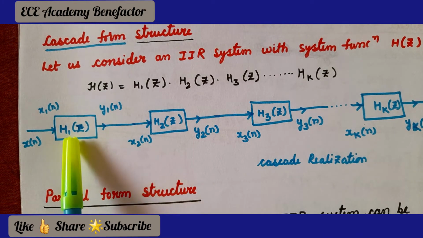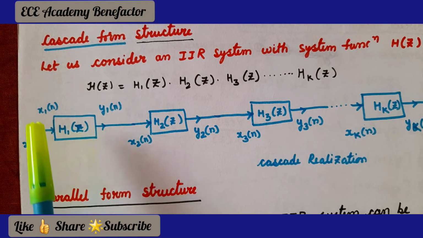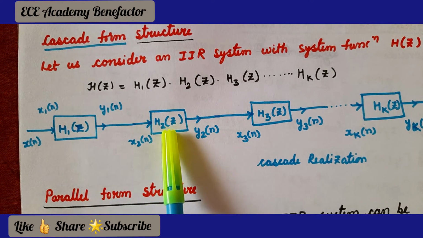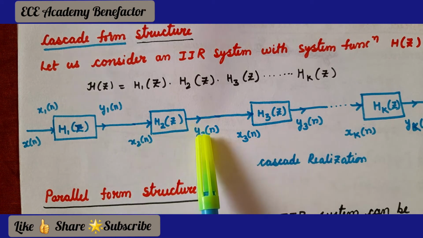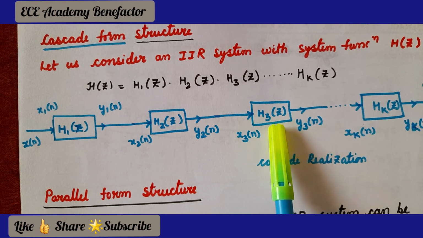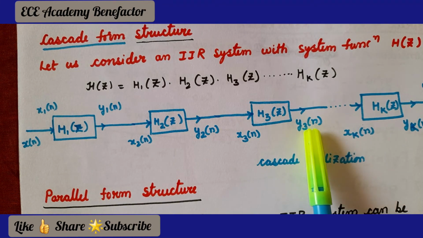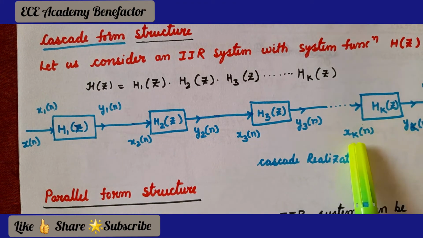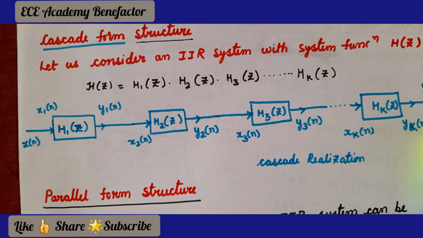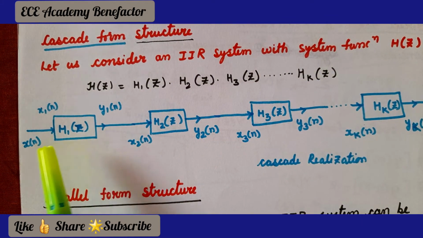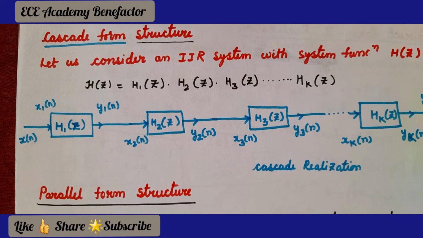The input of H1(z) is x1(n), output y1(n). H2(z) input is x2(n), output y2(n). Input of H3(z) is x3(n), output y3(n). Input here is xk(n), output yk(n). So for the complete system, the input is x(n) and the output is y(n).